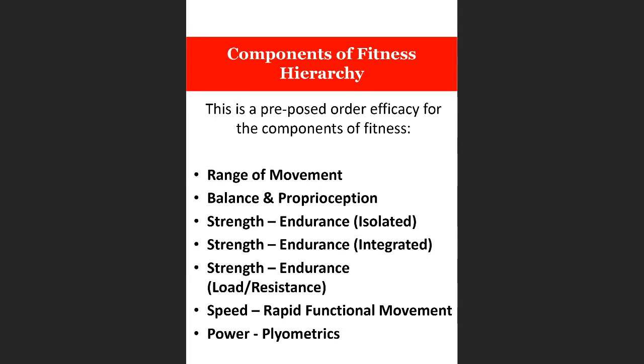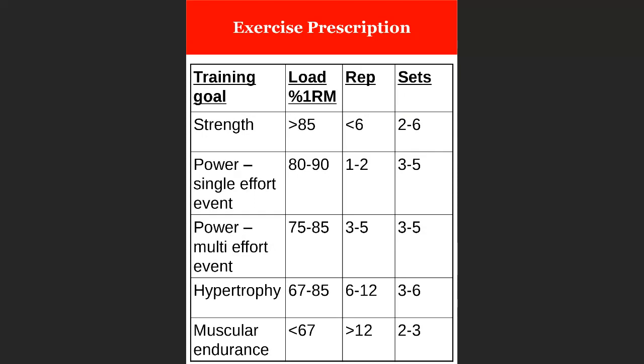We've got our order of efficacy that we prescribe exercises in. First we give range of movement exercises. Then we work on balance and proprioception. Then we work on strength, and that strength soon becomes endurance in an isolated way. Okay, then we work strength to endurance in an integrated way. Then we work strength to endurance in a load or resisted way. Then we start adding rapid functional movements. And then finally, we add power, things like kicking, punching, jumping, for example. So that's our hierarchy of exercise and fitness.